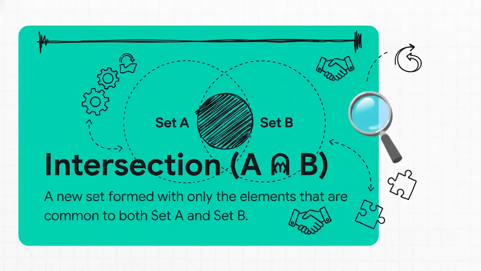All right, next we have the intersection. Now, if union is all about combining everything, intersection is the complete opposite. It's about finding what they share. The intersection of A and B is a new set that contains only the elements that are in both A and B. It's the common ground, the overlap.